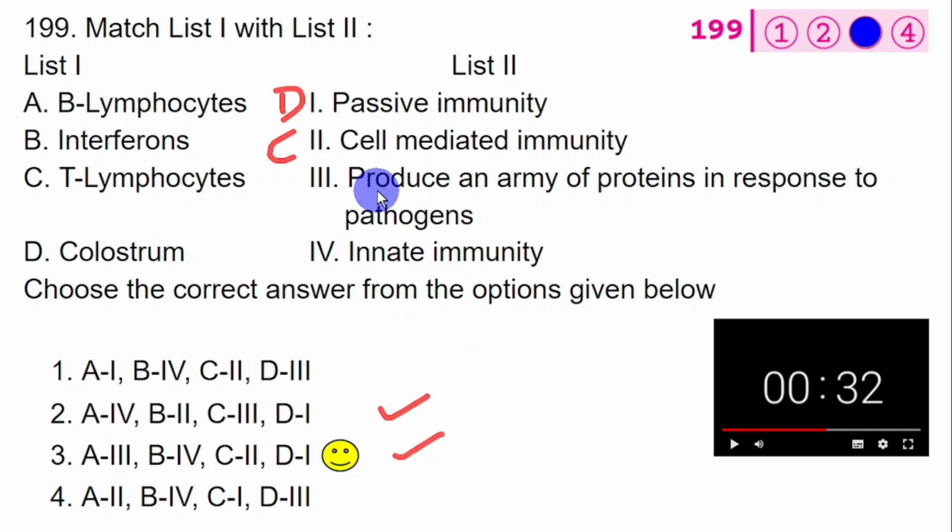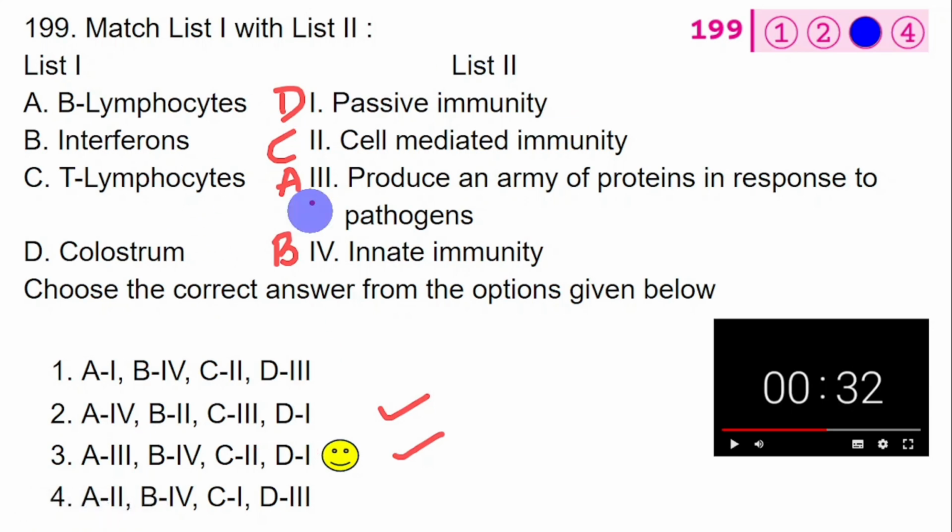So next one, produce an army of proteins in response to pathogen. Army of proteins is immunoglobulins, antibodies, and it is produced by B lymphocyte. So A will be 3. And last one is innate immunity. So interferon, the cytokine barrier of interferon, comes in innate immunity. So B is 4. A3, B4, C2 and D1.